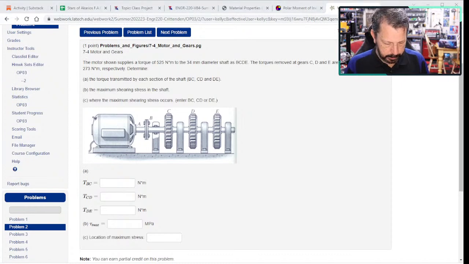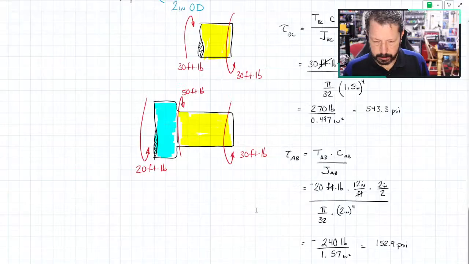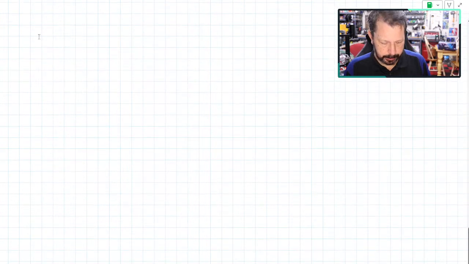For some reason my shortcut keys don't do what they used to do anymore, so I have to do it manually. There's our picture. Let's go over here, and we'll plop it in here.